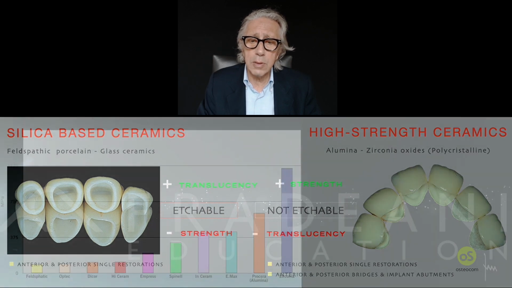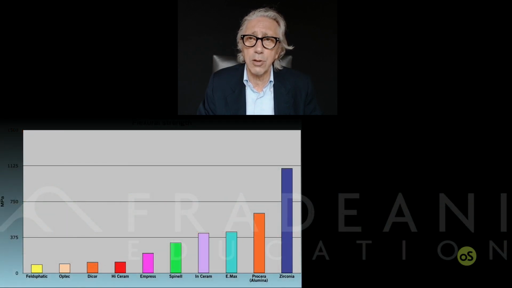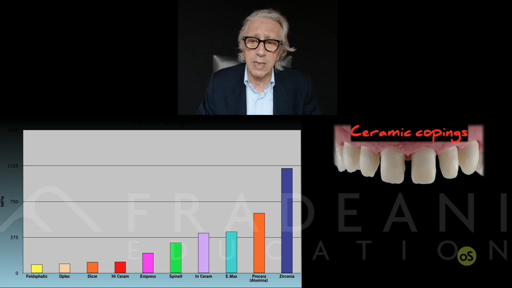So let me show you this diagram that is showing that zirconia is over 1000 megapascal in flexural strength in vitro. On the other hand, lithium disilicate is more than 400, much less. But what are we talking about? We are talking about the coping thickness.